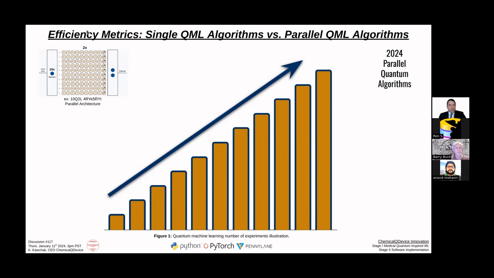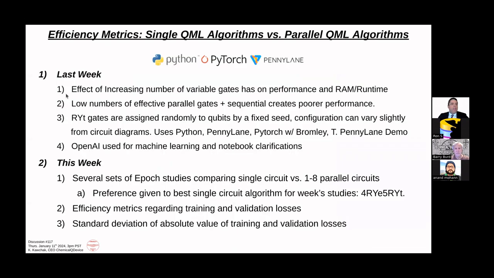If you're just joining, this is trying to pinpoint the exact advantage of running parallel quantum circuits versus a single one. And these days, that can only be done with many experiments and tables of data.